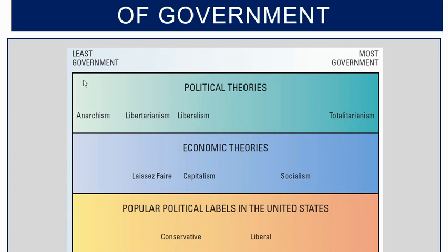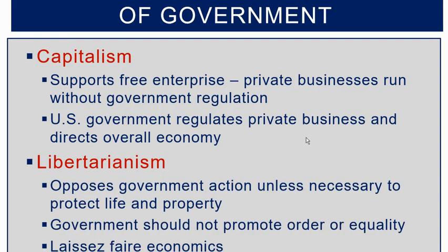Here are some political theories. The least government will be anarchist. The most government will be totalitarianism. Then you have libertarianism and liberalism in there. Economic theories would be laissez-faire, where the government lets businesses do whatever they want to. Capitalism has some control of government, but not much. In socialism, the government basically runs the economy. The popular political labels in the United States are conservative and liberal. Conservative would be less government. Liberal would be more government. We'll talk more about that later. I'm going to let you read about this in your book.